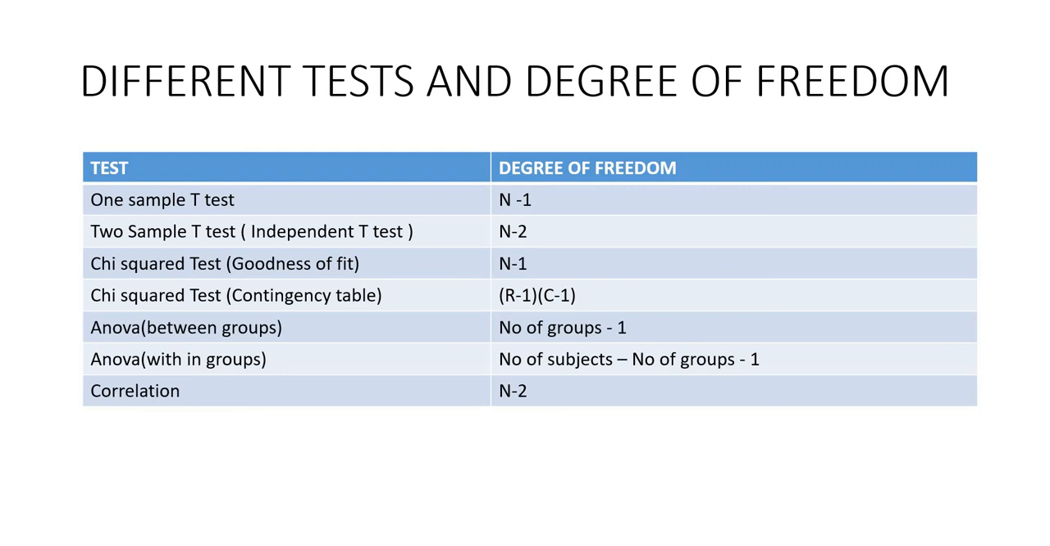For a one-sample t-test it is n-1, and for a two-sample t-test it is n-2. For the chi-square test it's given as well. This table is a nice one. If you want, you can learn this. We already have separate videos for chi-square test, t-test, correlation, everything. You can watch those videos. This degree of freedom is a very important factor, as I discussed with significance level and p-value, the probability value.